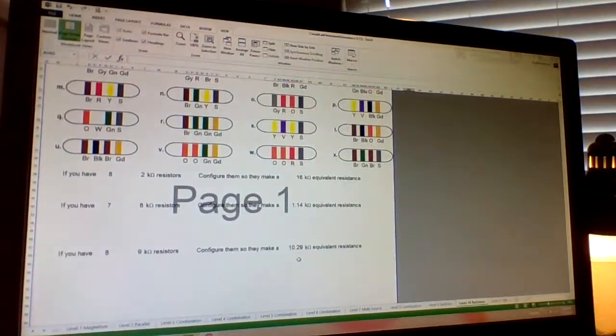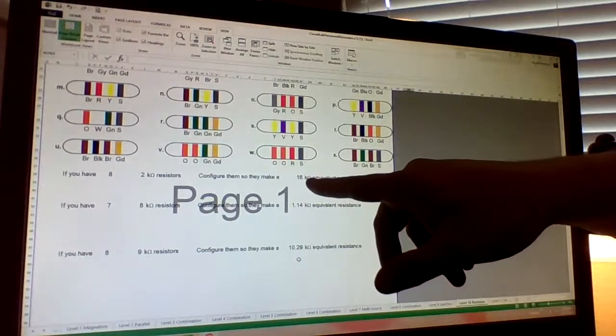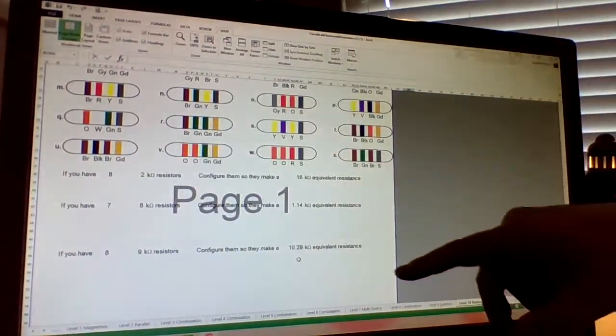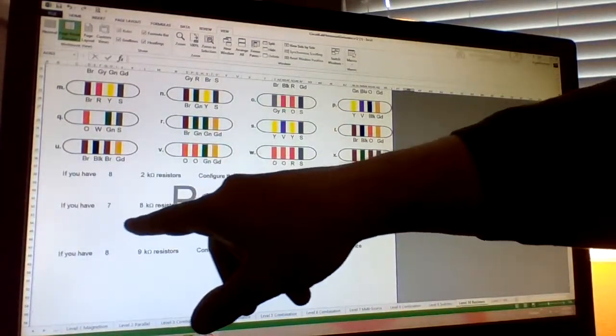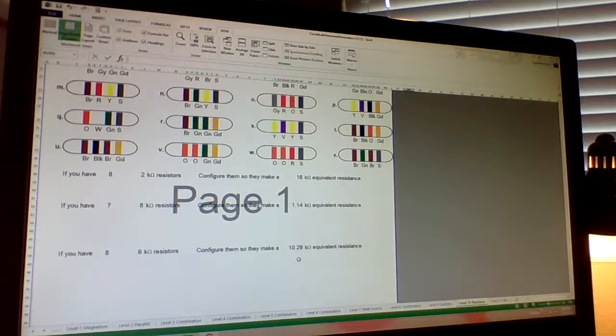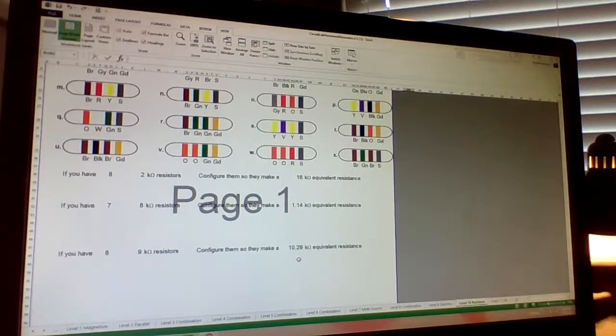Then below here, it also says, if you've got 8 2 kilo ohm resistors, how do you make it into 16 kilo ohms? Well, I just put all 8 in series. Okay. Then it asks if you've got 7 8 kilo ohm resistors, how do you make it 1.14? And if you have 8 9 kilo ohm resistors, how do you make that? That's more advanced, and you'll learn how to do those designs.